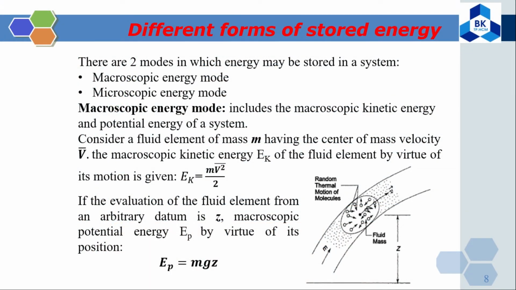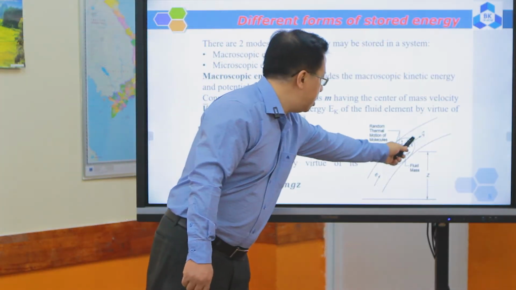The macroscopic energy mode includes the macro energy, kinetic energy, and the potential energy. You know the kinetic energy and the potential energy of the system from the last lesson already. Consider a fluid element of mass m having the center of mass velocity v bar. Okay, so we got the v bar here.